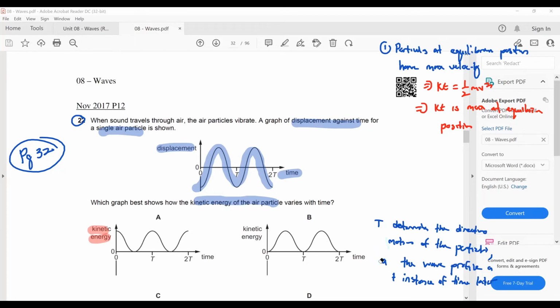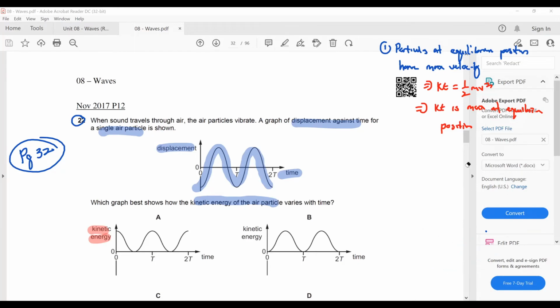So just erase off what I just wrote for the previous questions. Okay. So what you do know is that particles at equilibrium position always have max velocity, and then KE is equals to half mv squared. So since the velocity is max at equilibrium, therefore, KE is max at equilibrium position. Okay, that one you know. All right. And then another thing that you need to know is that KE is a scalar.